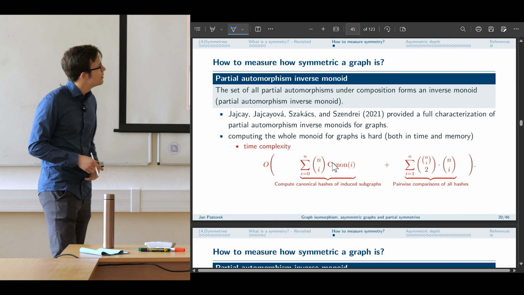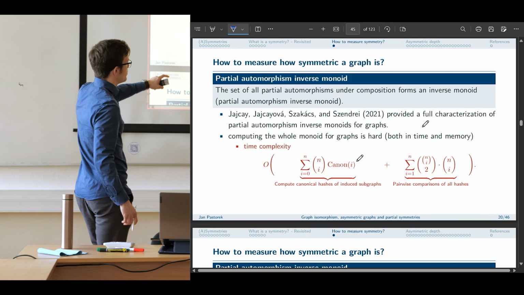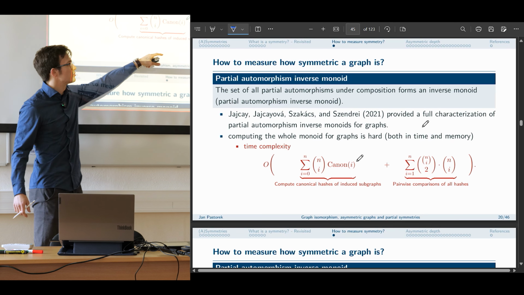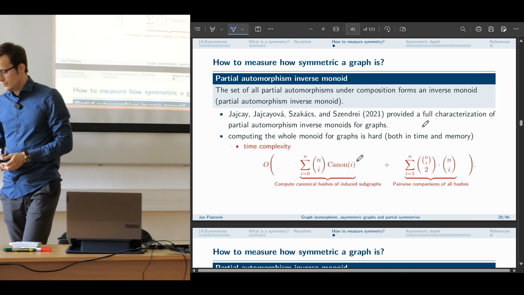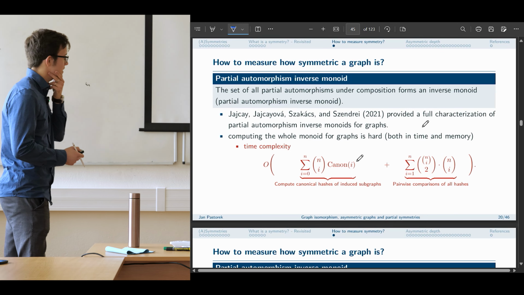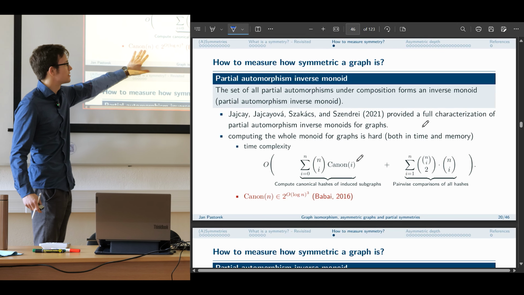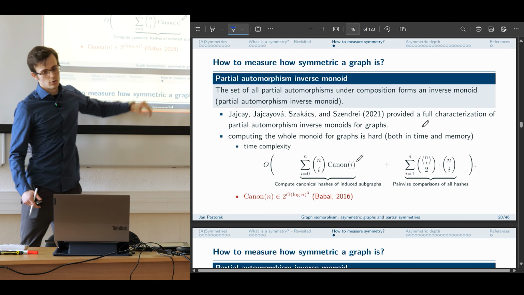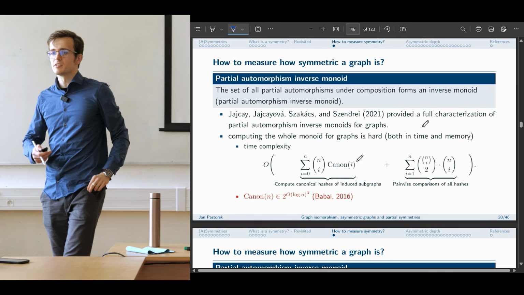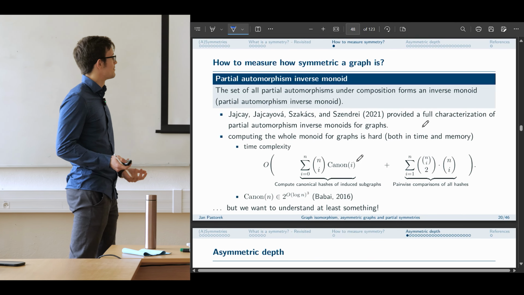This is how it can be done: you encode each graph with its canonical hash, and then you store them in a hash set and compare them in the hash set. So it's hard, okay? And already this canonical function is quasi-polynomial by the result of Babai. So it's hard even for very small graphs to compute this. But we would like to understand something, right?